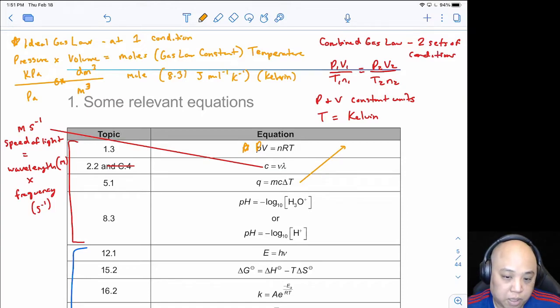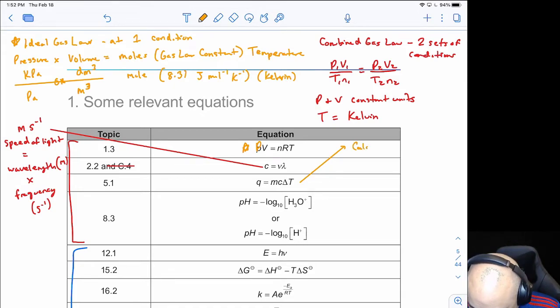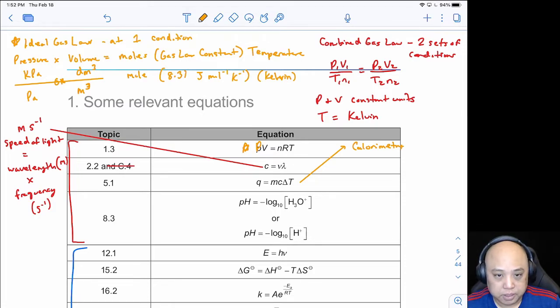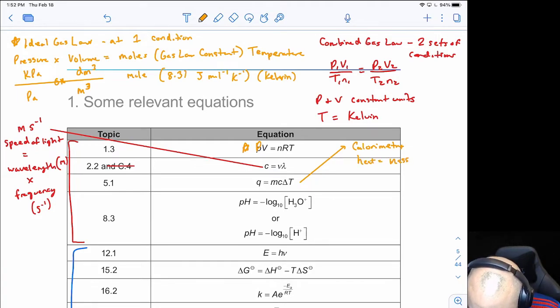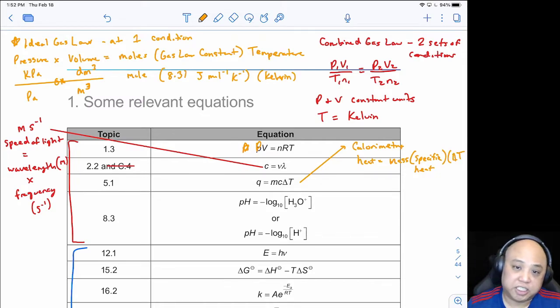This next problem, this equation, is really kind of important conceptually and also calculation-wise. It's a very popular one, and that's calorimetry. Calorimetry has to do with the change in temperature of the surroundings to measure how much heat the system is giving off. And so here you have heat is equal to mass of the solution times specific heat capacity times change in temperature.